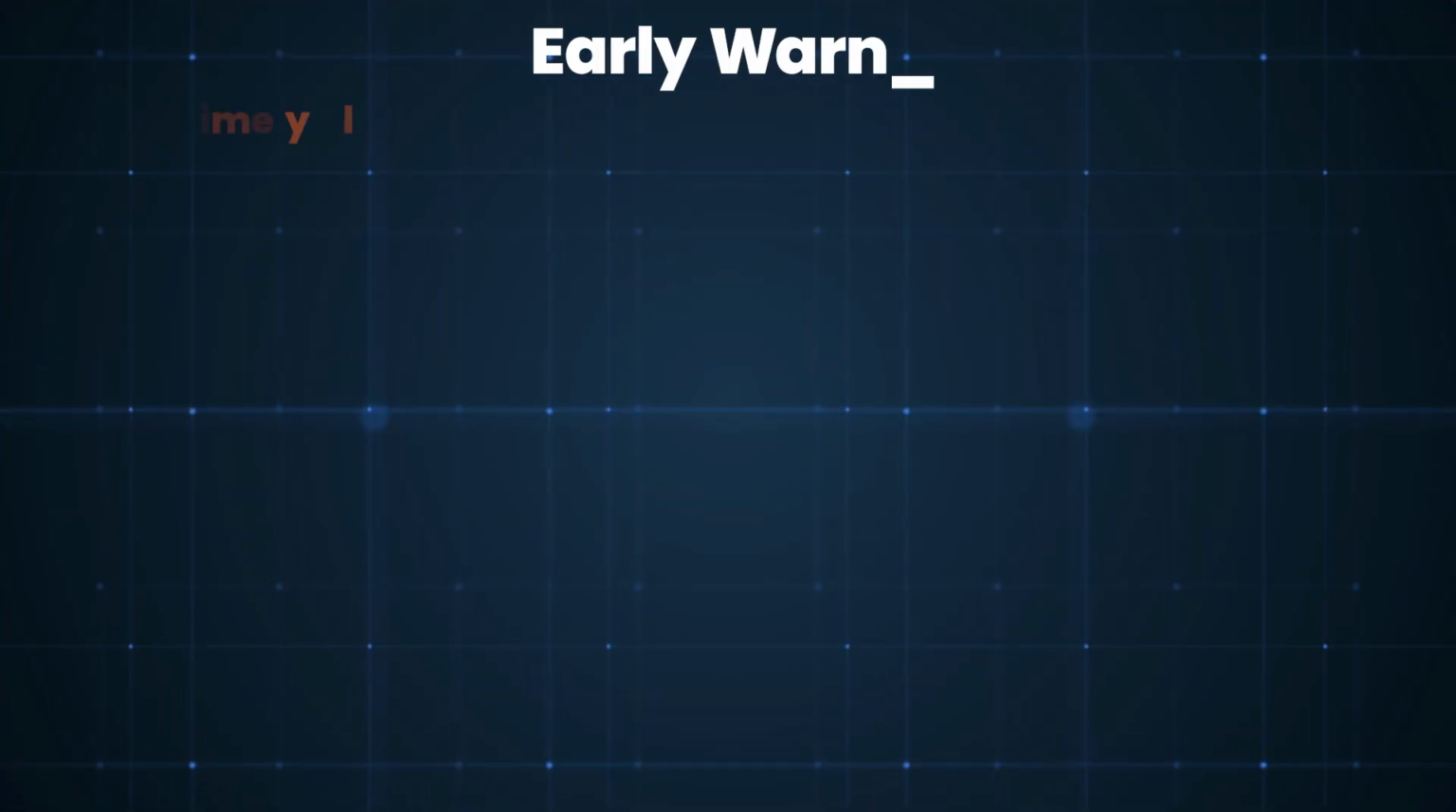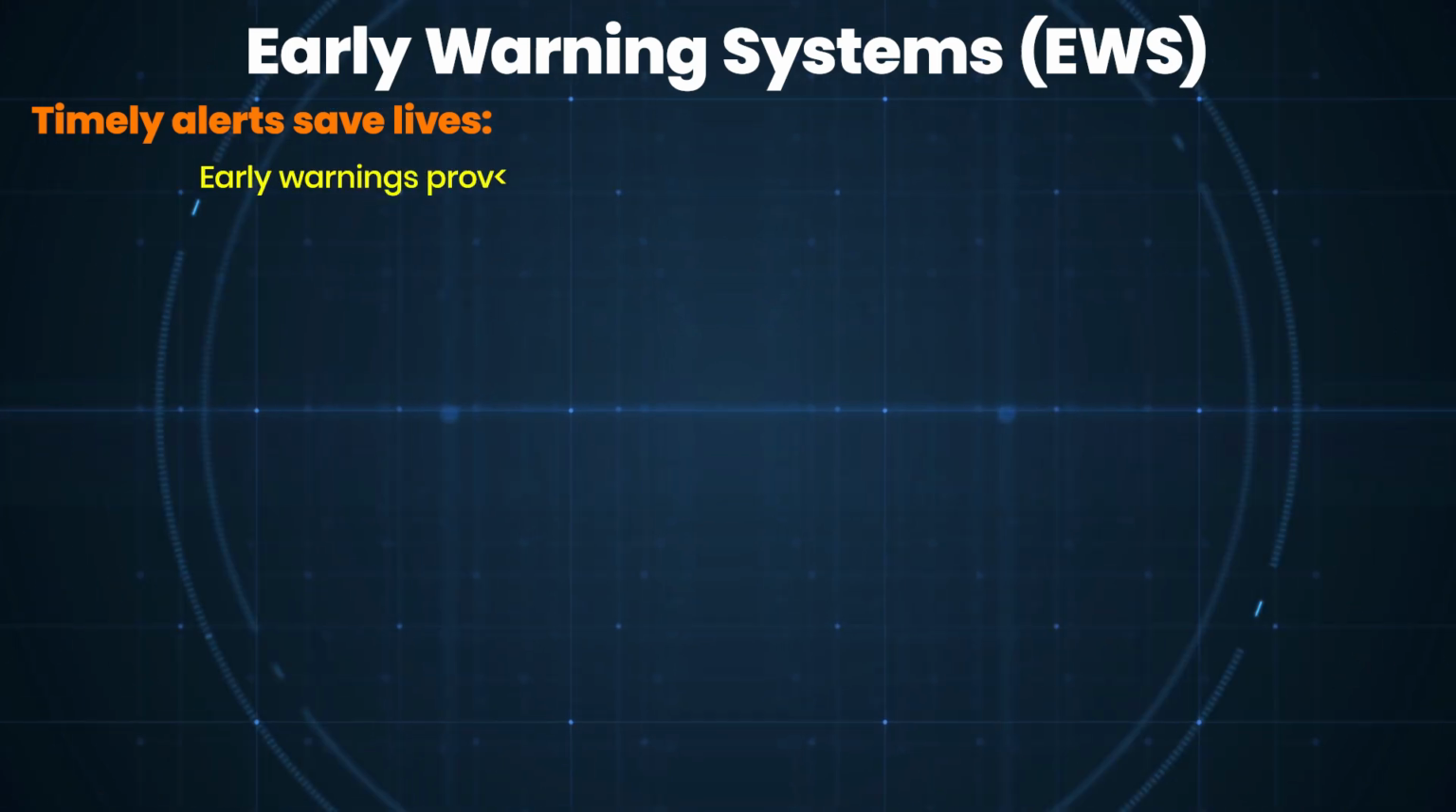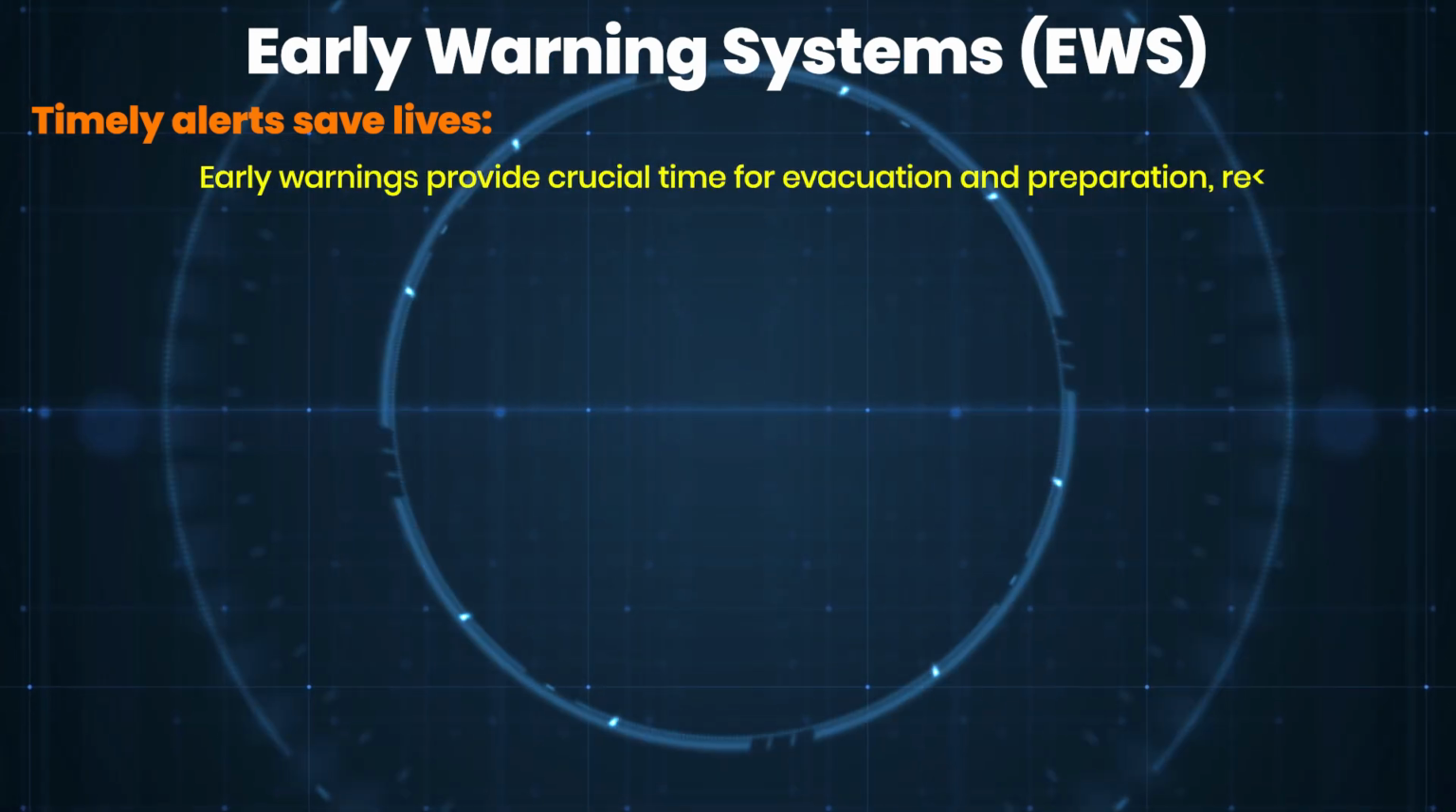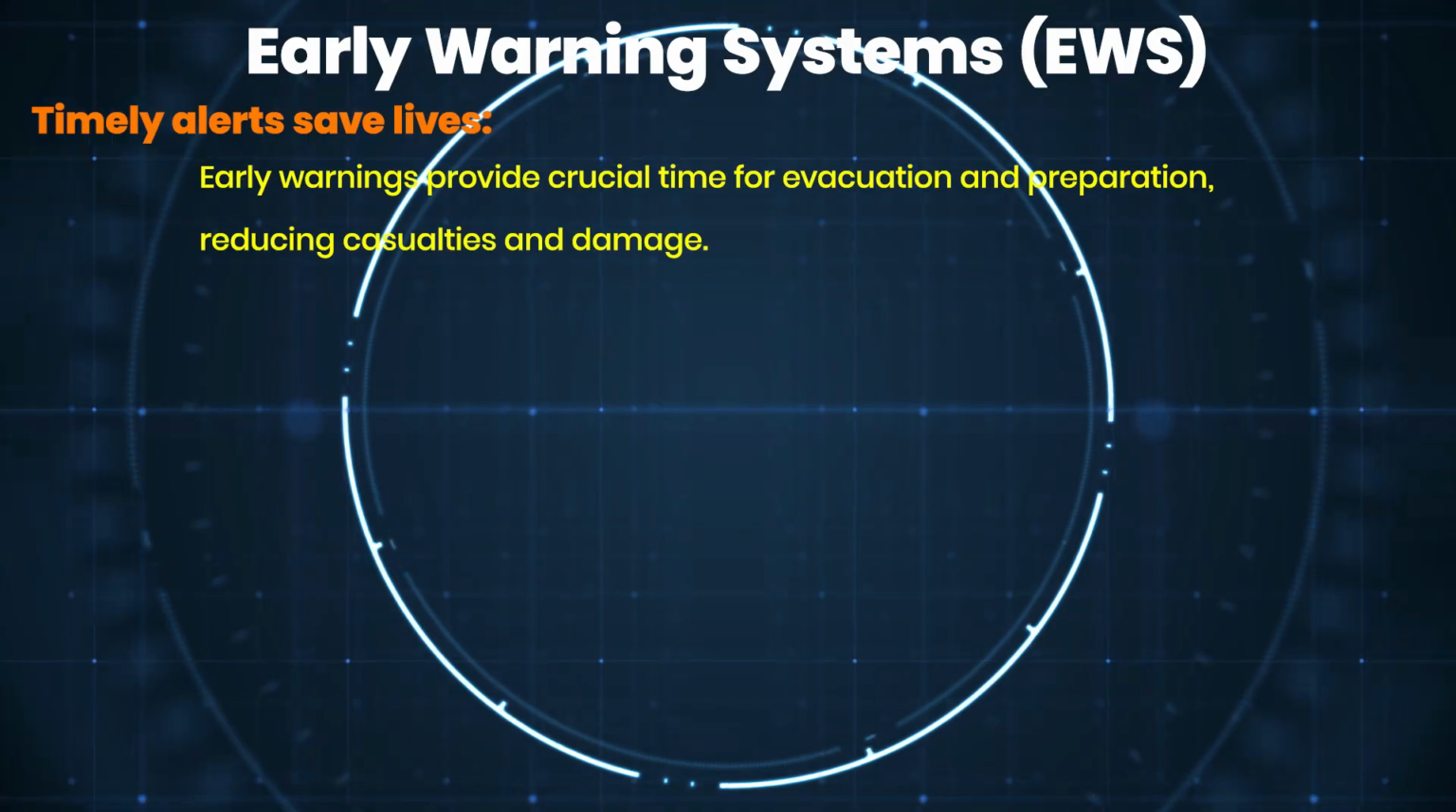Now, tailoring early warning system at the state level and local level. Under this, number 1, timely alerts that save lives. Early warning provides critical time for evacuation and preparation and that reduces casualties and damage.